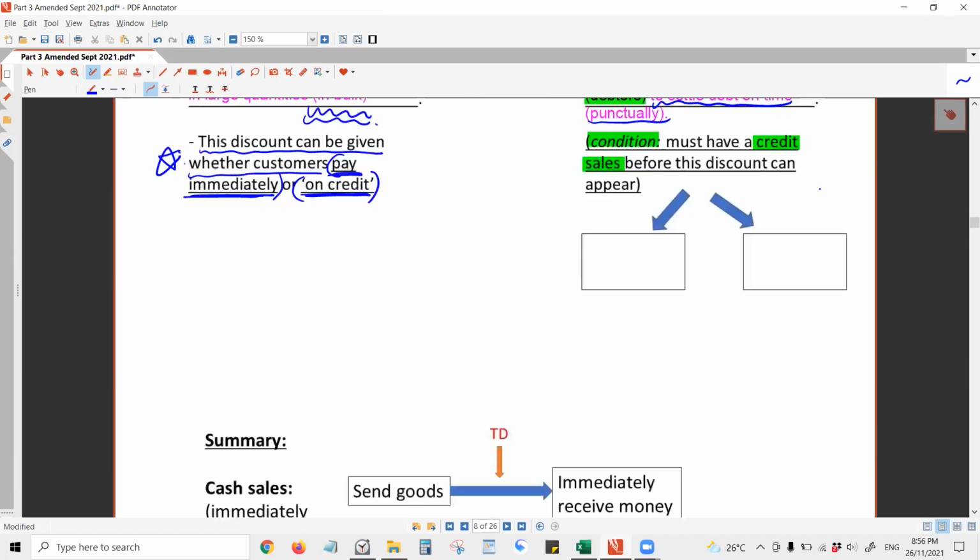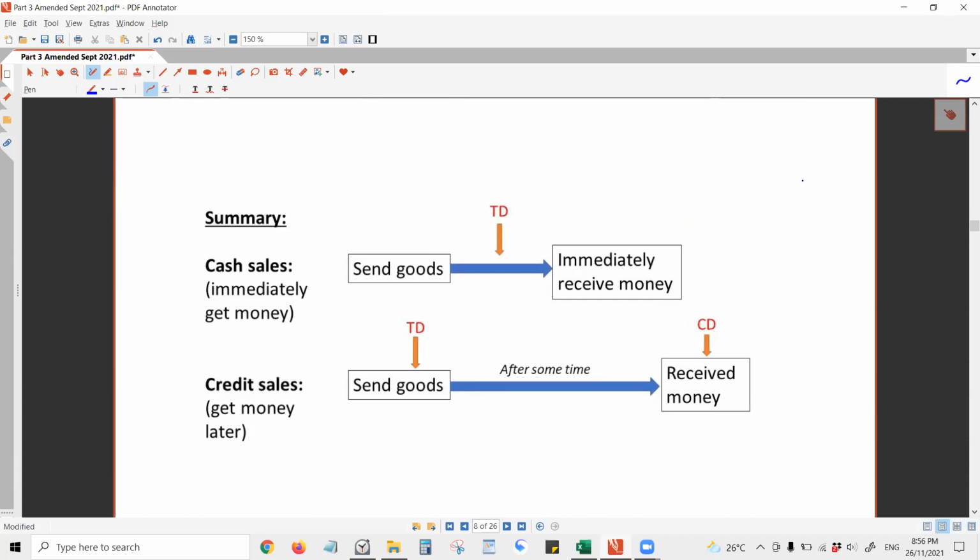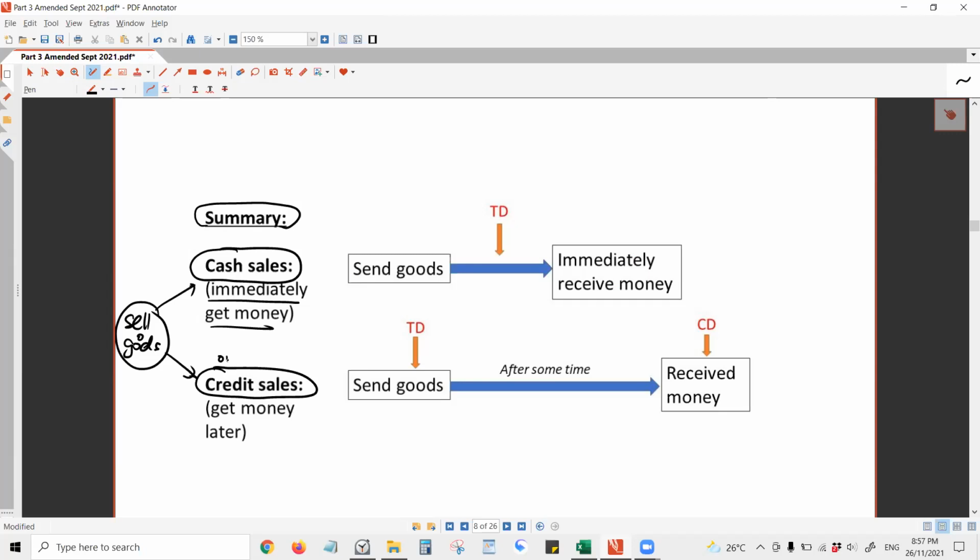Now, look at the second half of the page, you will understand even better. Here's a summary that lets you know exactly at what point of time what discount can be given. When we sell goods, there can be either one of two situations. You may get money on the spot from customer, we immediately get money. Or you may sell goods on credit, meaning we will get money later. Cash sales means you get money on the spot. Credit sales means you sell goods on credit.